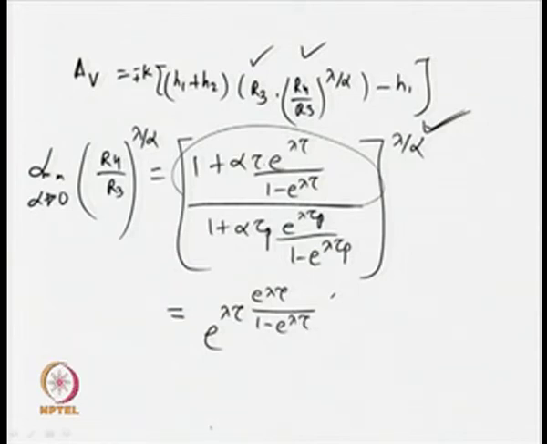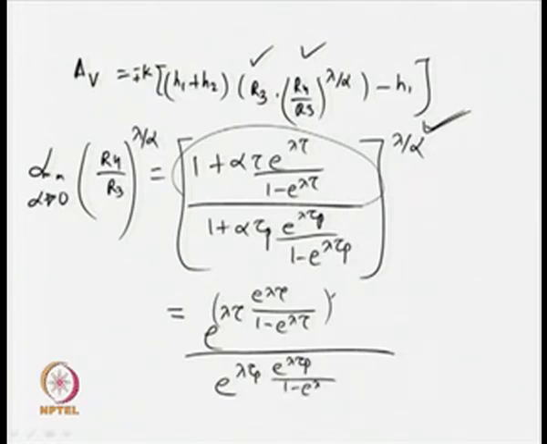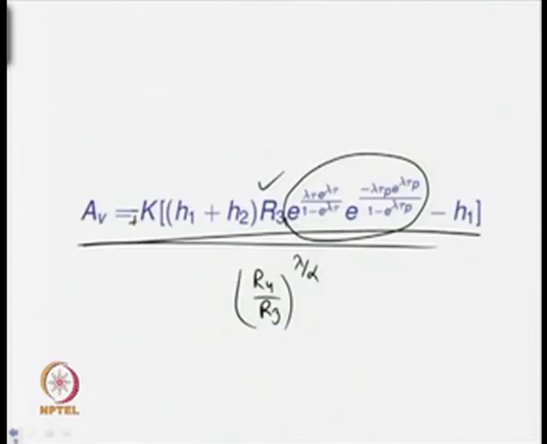This is what you will get for the numerator part, and for the denominator it will be simply e to the power lambda tau p upon 1 minus e to the power lambda tau p. So, limit alpha tends to 0, R4 upon R3 to the power lambda by alpha becomes e to the power lambda tau upon 1 minus e to the power lambda tau, upon e to the power lambda tau p upon 1 minus e to the power lambda tau p, and that is what we have got in this expression.